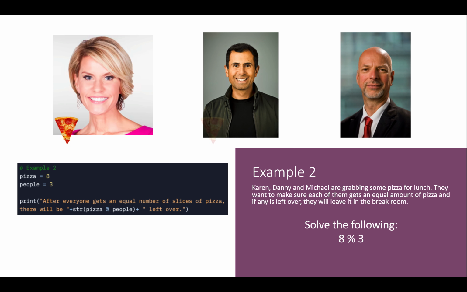So we're going to give Karen 1, Danny 1, Michael 1. That's 3 out of the 8. Again, Karen, Danny, Michael, that's 6 out of the 8. Now we have 2 pieces left because 8 minus 6 equals 2, but there's 3 people, so we can't split that equally. So our 8 modulus 3 will give us 2. After everyone gets an equal number of slices of pizza, there will be 2 left over.